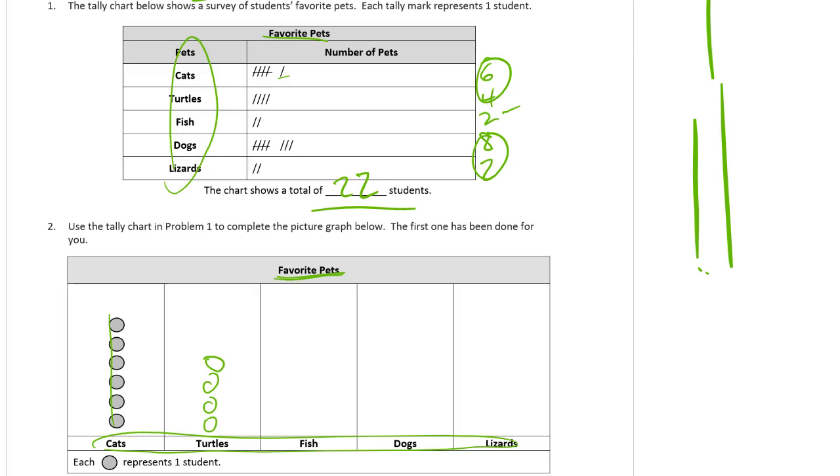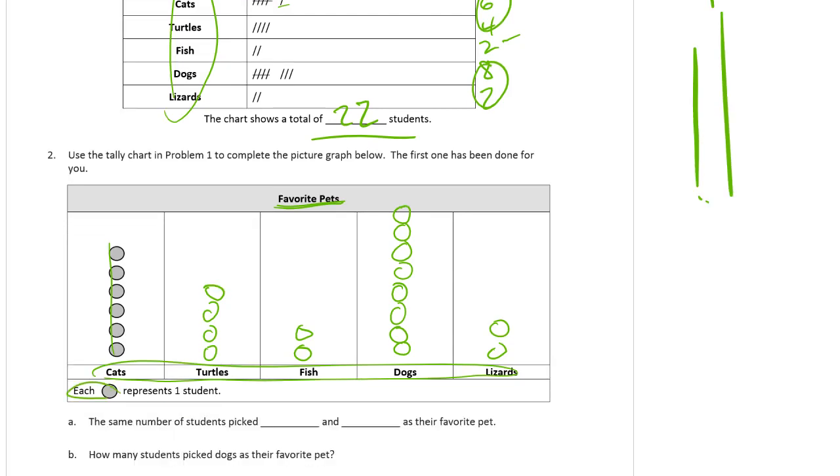Let's see. Fish, 2 of those. A straight edge going across will just show you if you have columns and rows for your pictograph. Dogs are 8 of those. 1, 2, 3, 4, 5, 6, 7, 8. Right, and that looks good. Lizards, there's 2 of those. And don't forget to look at this key. These are always important: each circle represents one student.